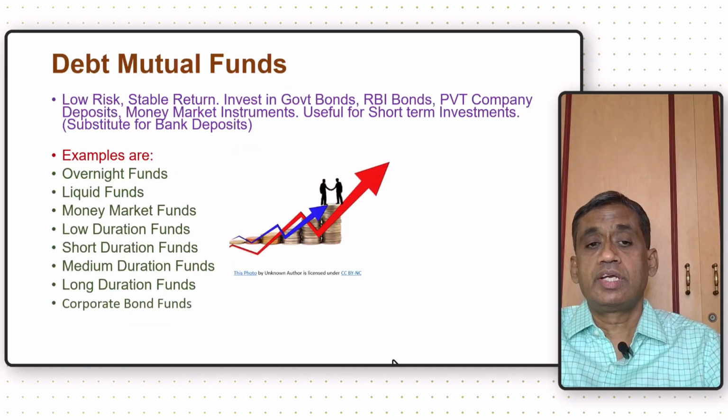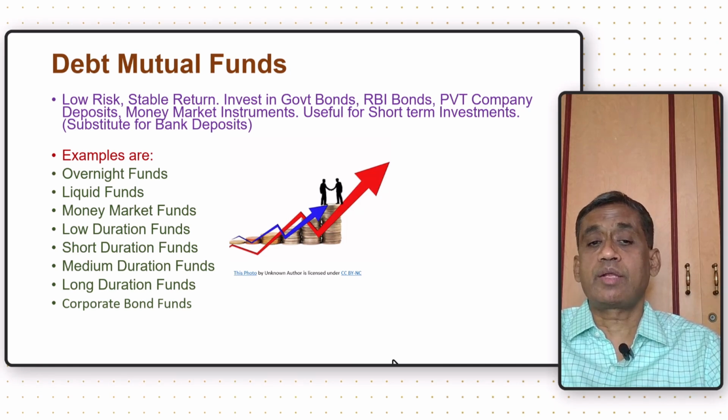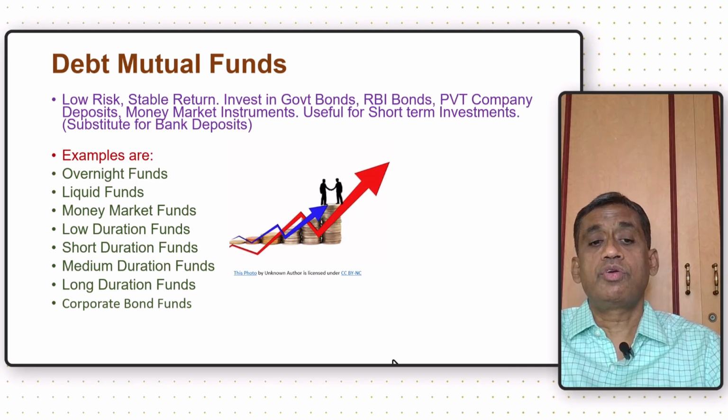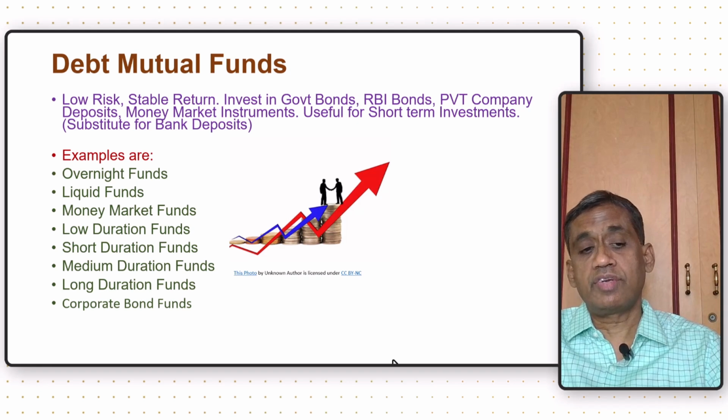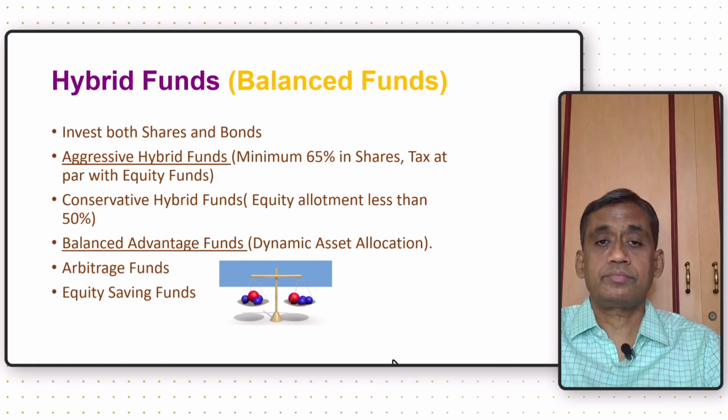Debt mutual funds. These are low risk with stable return, investing in government bonds, RBI bonds, private company deposits and money market instruments. They are useful for short-term investments, as a substitute for bank deposits. Examples are overnight funds, liquid funds, money market funds, low duration funds, short duration funds, medium duration funds, long duration funds, corporate bond funds and many more.